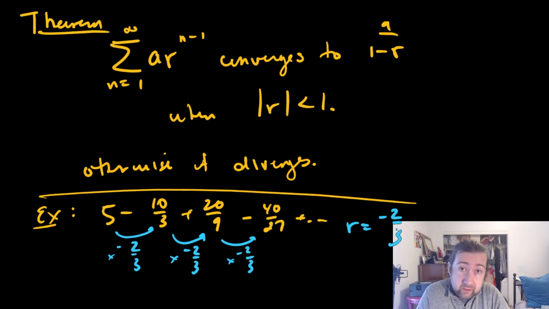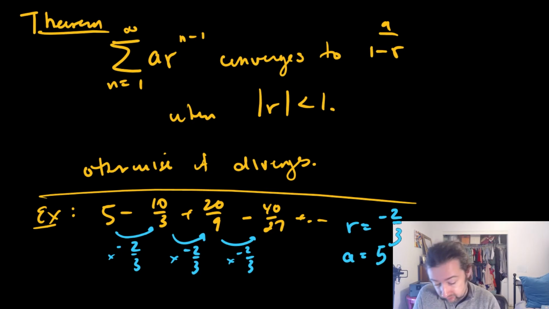Then I just need to figure out what a is. But a is just whatever the first term happens to be. So a is 5 because it's the thing in the first position. That's a, and so what that means is I have all the information I need.